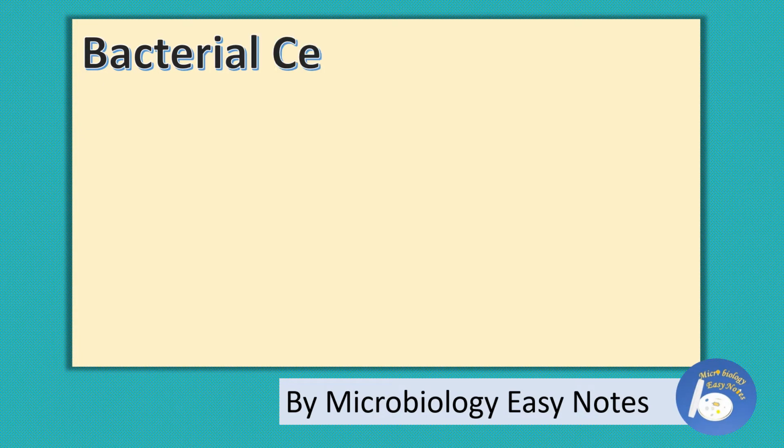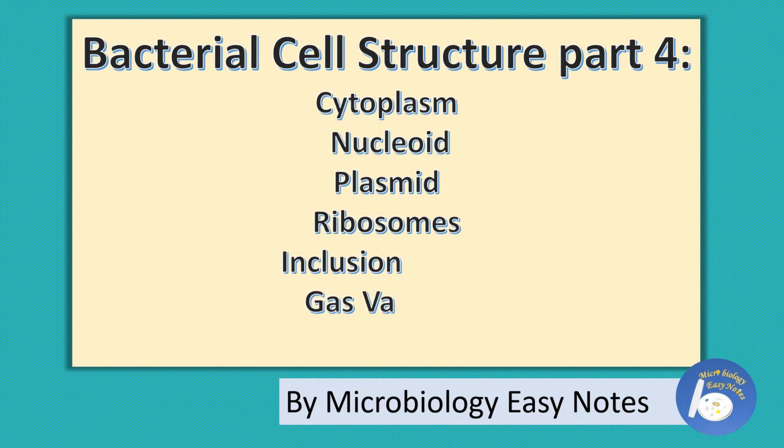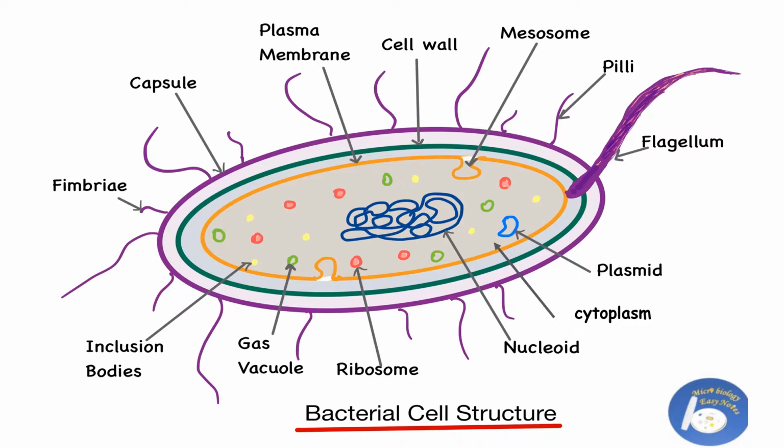Hello everyone, this video, bacterial structure part 4, includes details of cytoplasm, nucleoid, plasmid, ribosomes, inclusion bodies, gas vacuoles and mesosomes of the bacterial cell. So let's start. This is the structure of a bacterial cell. In previous videos we have already discussed the cell wall, plasma membrane and glycocalyx layer of the bacterial cell. Now we are going to discuss the remaining parts of the bacterial cell.